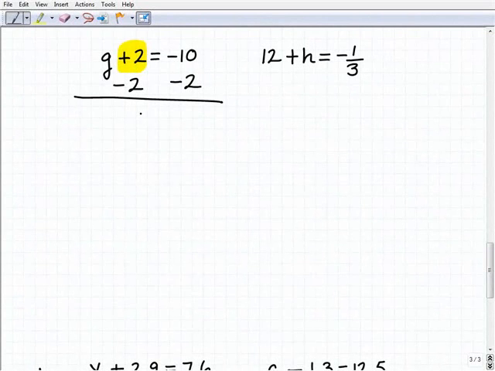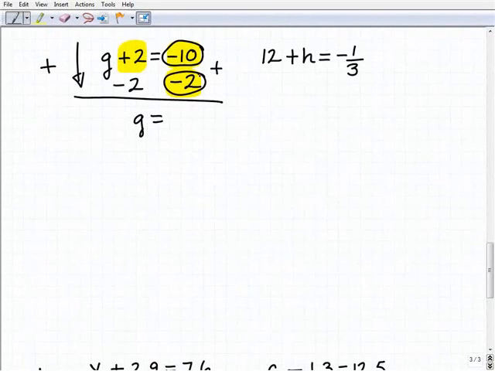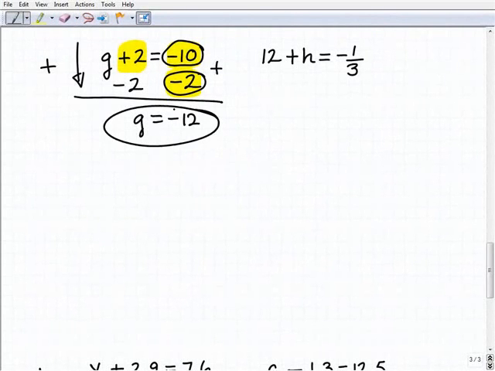All right, so now I'm going to get g equals, positive 2 plus a negative 2 is 0. Then I get negative 10 plus negative 2. And remember, be careful here. It's always addition. You're always adding down. So this will be negative 10 plus negative 2, and that, of course, is going to be negative 12.